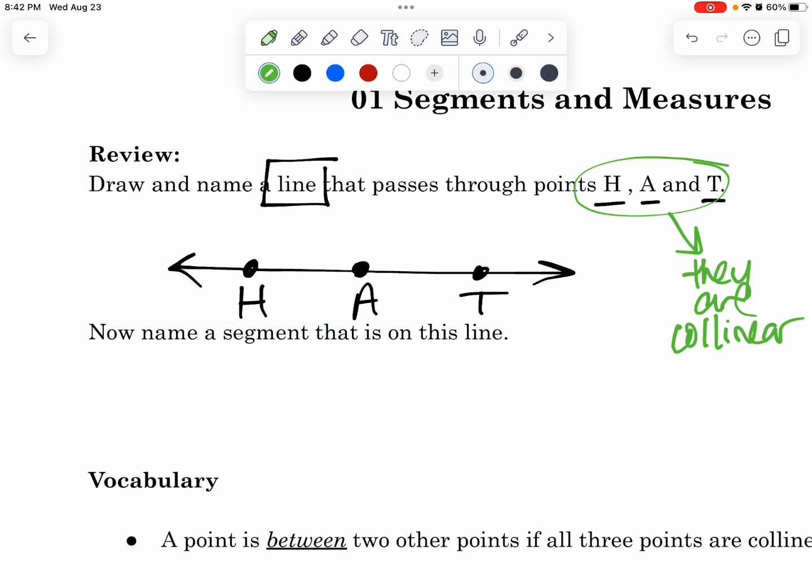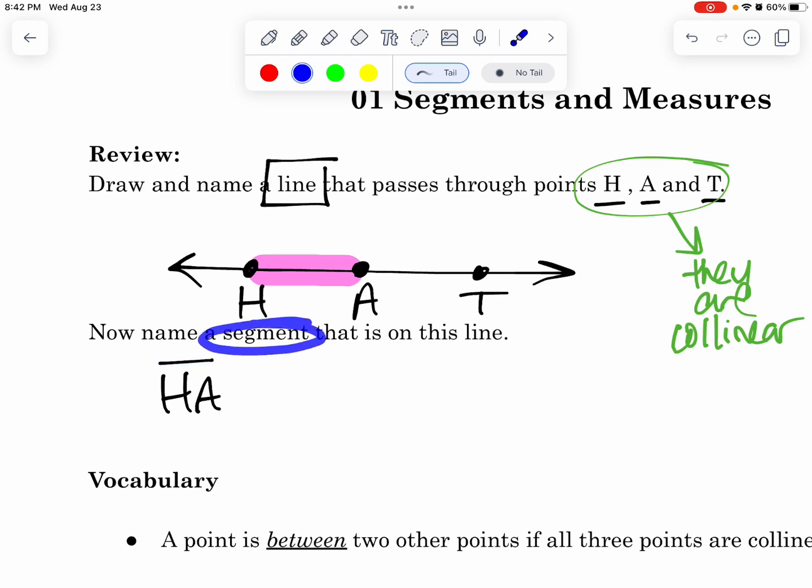So we have a couple different options. One segment would be referred to from H to A. That is one piece of the line, and I am going to name it like this. Remember how we do segments? We just put a bar over the top and we do not put arrows because it is a segment.